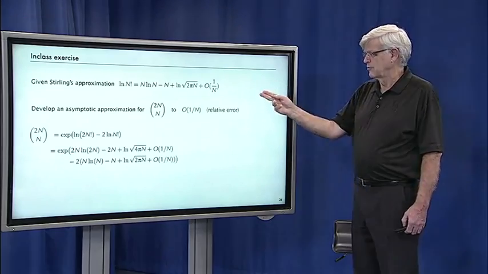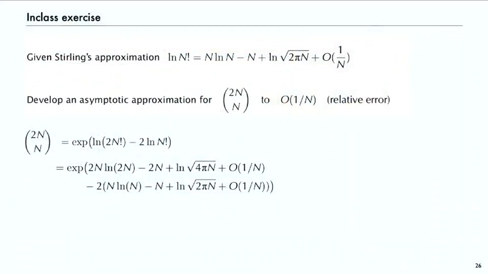Okay, now those two functions, we can apply Stirling's approximation. So the next line is just plugging in. The first line is Stirling's approximation for log of 2n factorial. That's 2n log of 2n, minus 2n, plus log of square root of 4 pi n, plus O of 1 over n. And the next line is subtracting off twice, again, the formula for Stirling's approximation: minus 2n log n, minus n, plus log square root of 2 pi n, plus big O of 1 over n.